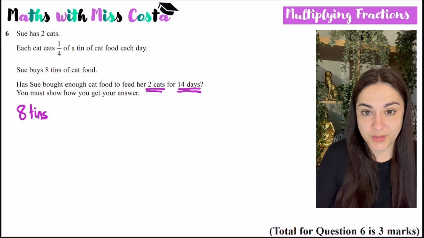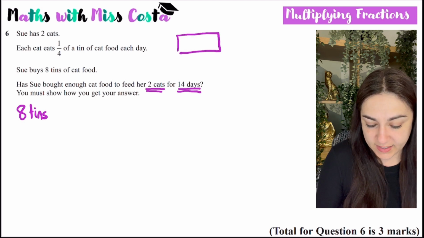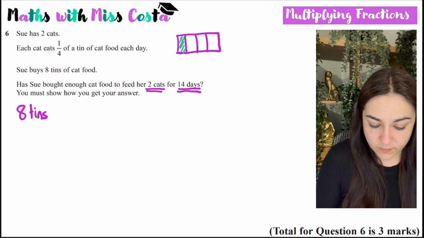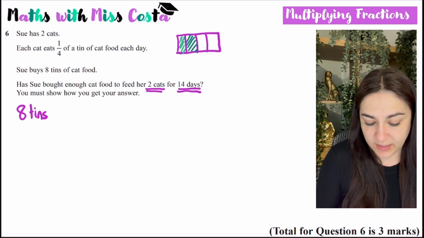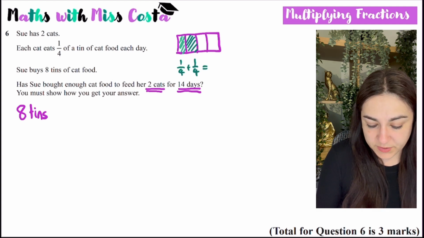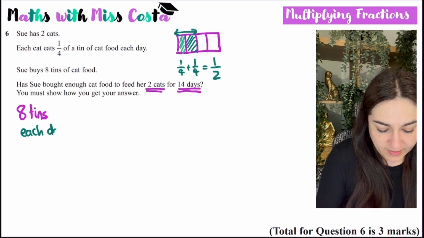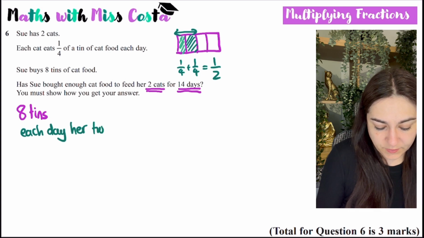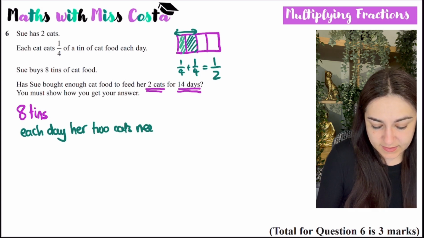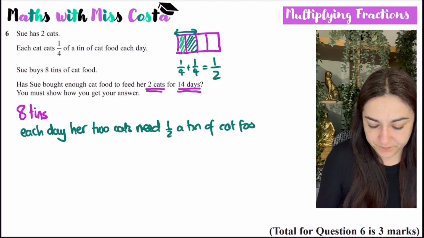I know she has 2 cats and that each cat eats a quarter of a tin of cat food each day. So if we just imagine this is the tin of cat food, cat 1 would eat a quarter, cat 2 would eat the other quarter. So in total, I've got a quarter plus a quarter, which makes a half. Hopefully you can visually see that a quarter plus a quarter makes a half. So each day, her 2 cats need half a tin of cat food.